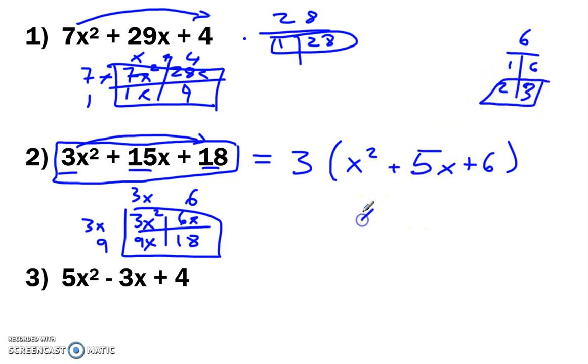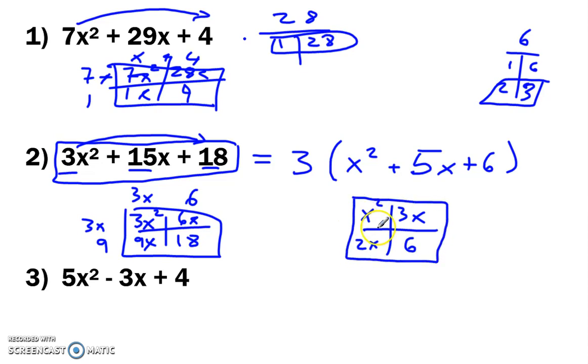So I can make my box x squared, 6, 2x, 3x. This top row has x, bottom row has 2. First column has x, and the second has 3. Now, when I multiply this, x times x is x squared, x times 3 is 3x, 2 times x is 2x, 2 times 3 is 6. So that's correct. So there's my factored form.